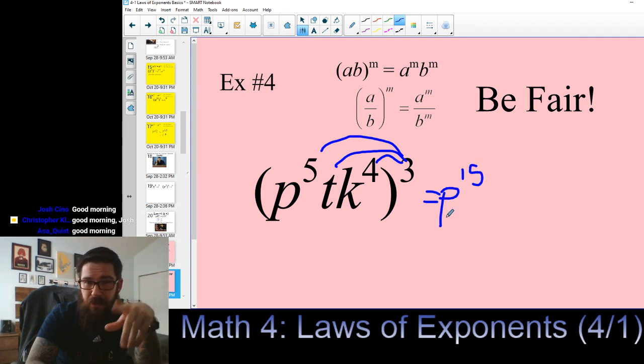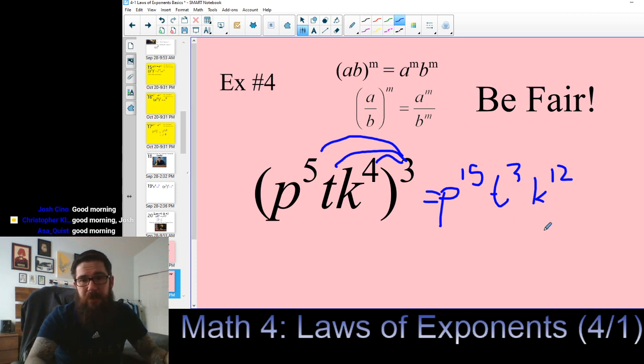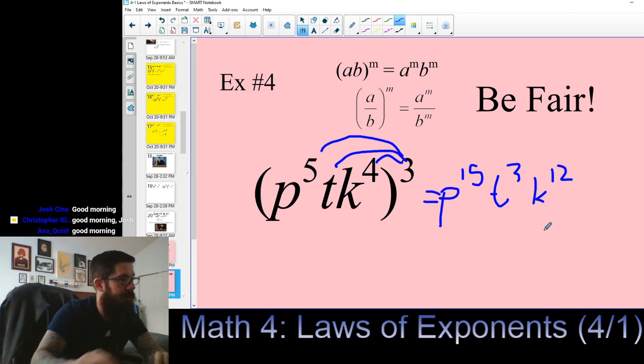Just like with the last one, when I have something that has a 1 exponent, it's basically going to copy over because you're going to have a 1 times 3. It's going to give me t cubed. And then I've got k to the 4 to the 3rd, which is, multiply those, k to the 12th. Some people are real particular about alphabetical order. I'm not concerned in the least.